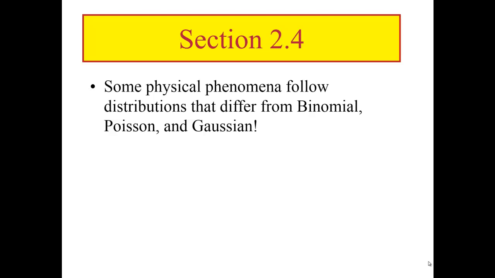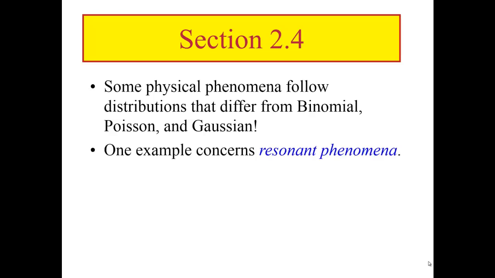But it does help us in cases where we have physical phenomena that don't follow either the binomial, Poisson, or Gaussian. Well, what kinds of events are those? One of them that's very common concerns resonant phenomena. This would be examples where we're measuring the cross-section for a nuclear scattering event or nuclear reaction, or where absorption of radiation is involved.